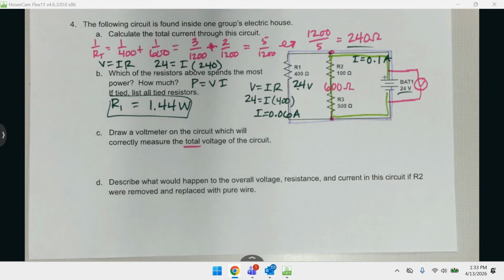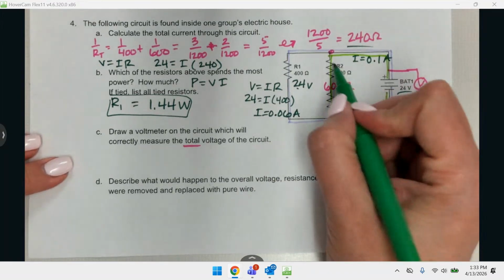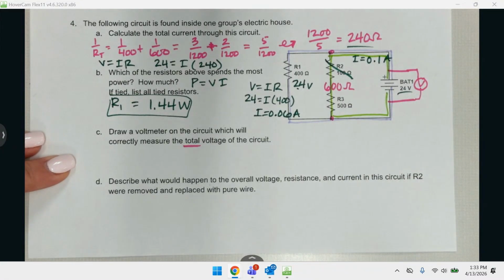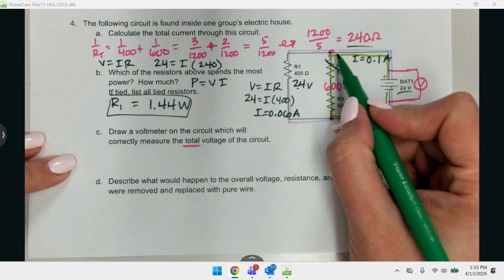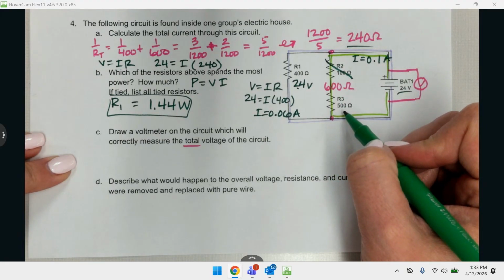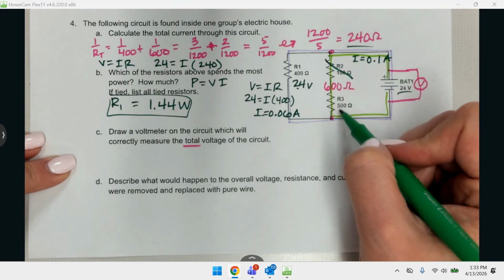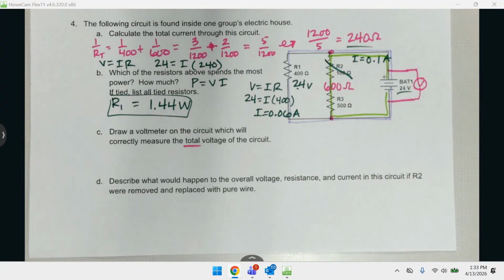And then lastly, we have Part D. Part D says, describe what would happen to the overall voltage, resistance, and current in this circuit if R2 were removed and replaced with pure wire. So what happens if we do that? Okay, well, if we do that, the total resistance along this branch becomes just 500. So it reduces the total resistance here along that branch.